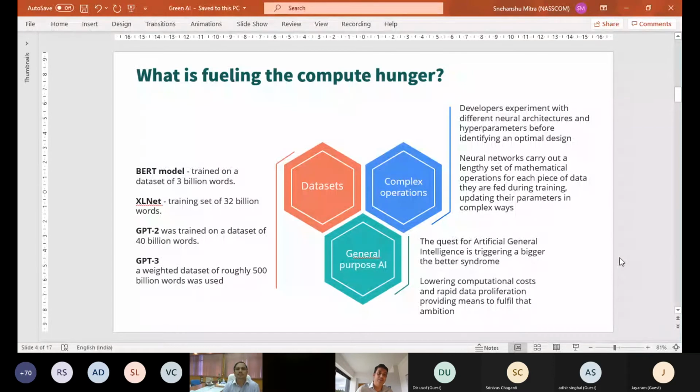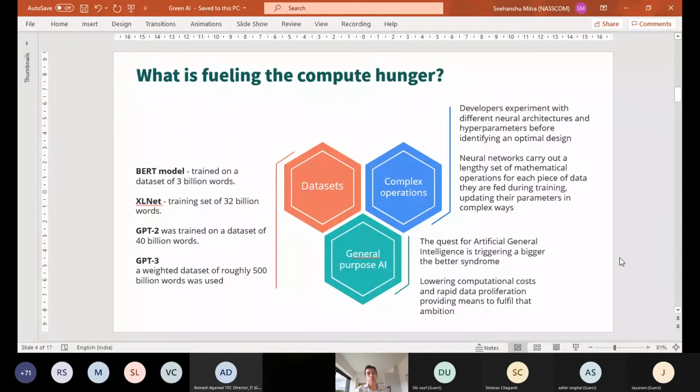And then progressively from that point onwards, the subsequent iterations, either by the same company or different companies undertaking similar research, you see from 3 it has jumped up to 32 billion, right? From there 40 billion, and then last year GPT-3 was released, and it uses about 500 billion words as a corpus and about 175 billion parameters, which is again mind-blowing. So data sets definitely are fueling this compute hunger.